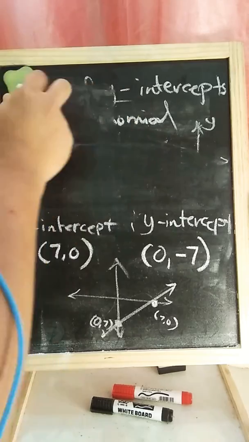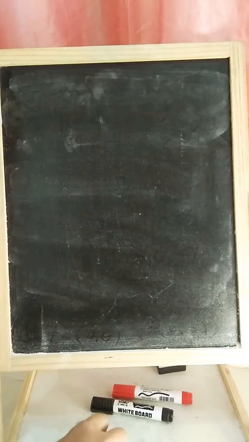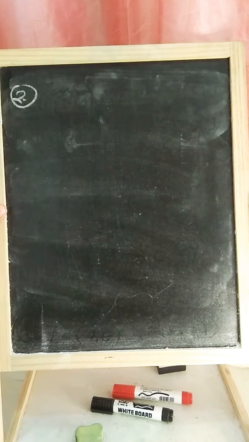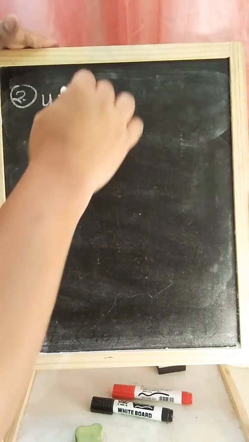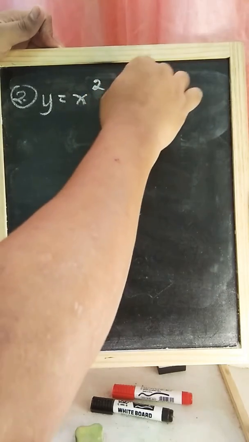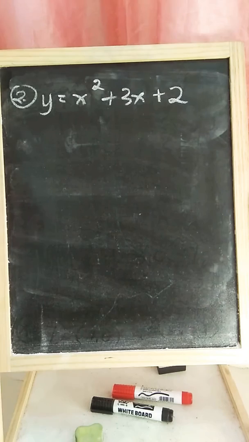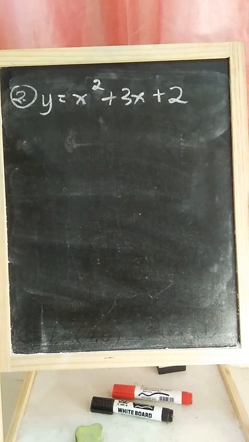Now, let's have another example here. Okay, let's have number 2 here. Medyo babaguhin natin ito. For number 2, let's have now y is equal to x squared plus 3x plus 2. Now, for this function, you will notice right now that your degree is 2. So, it is quadratic in nature.